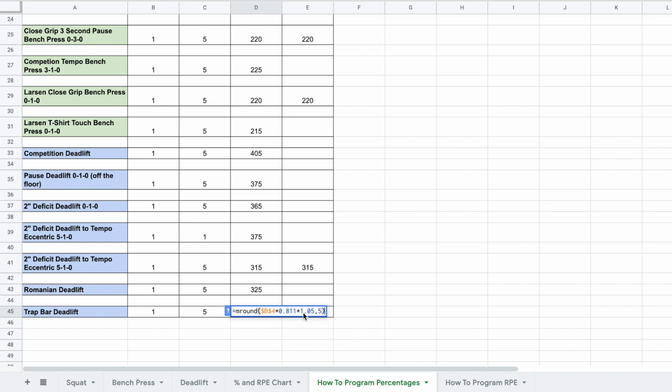We actually have to increase the weight. So we're doing the normal calculation, but then we're doing times 1.05, because we're actually having a 5% bump from our normal weight because we're doing a trap bar deadlift.